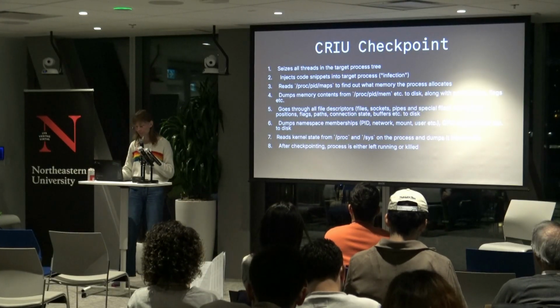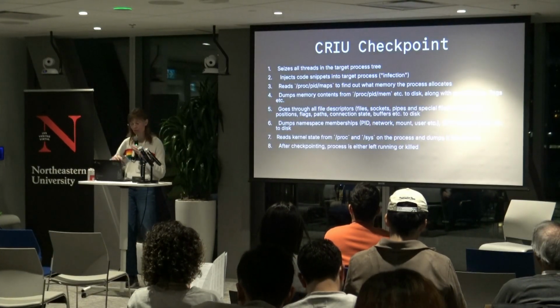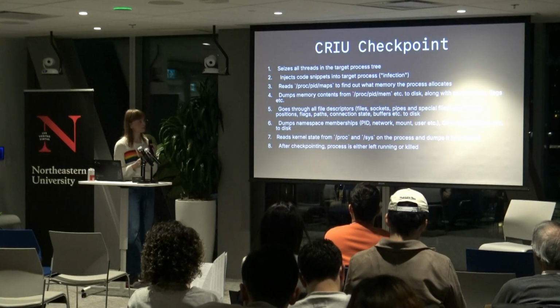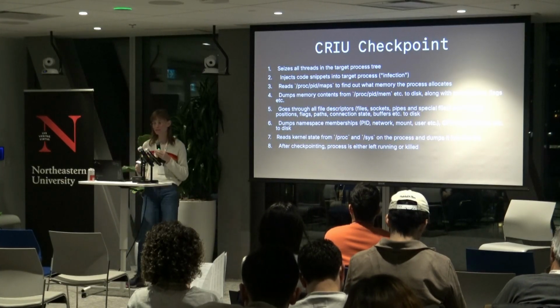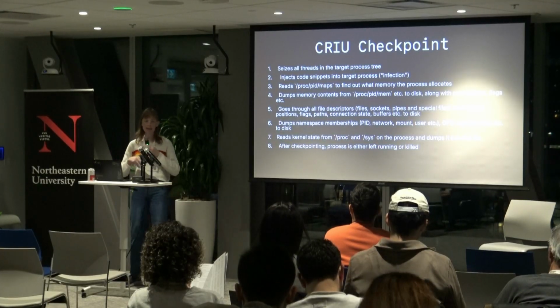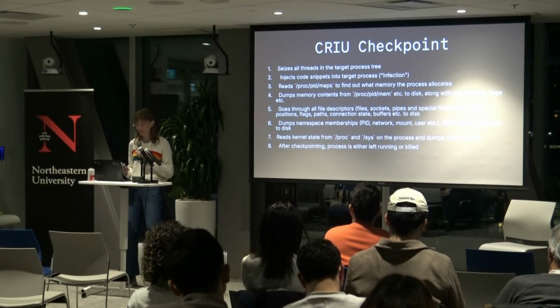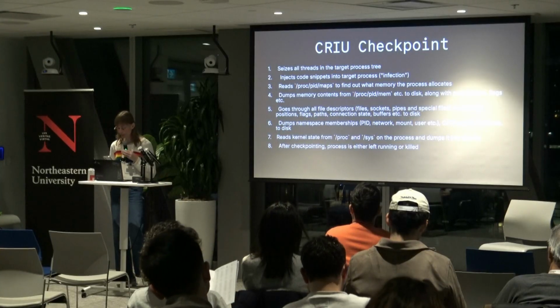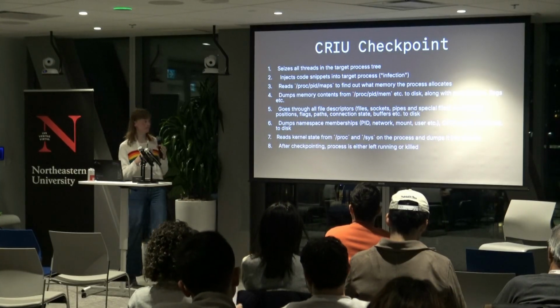And yeah, the same thing basically happens for all of the kernel resources that could be associated with this process. For example, stuff like network namespaces, PID namespaces, child processes, any other kernel state, any devices, stuff like this. And after that is done, the process can either continue to run or you can just kill it.